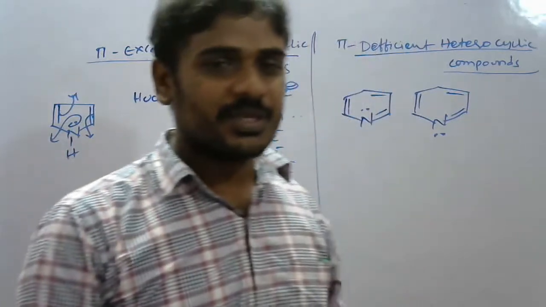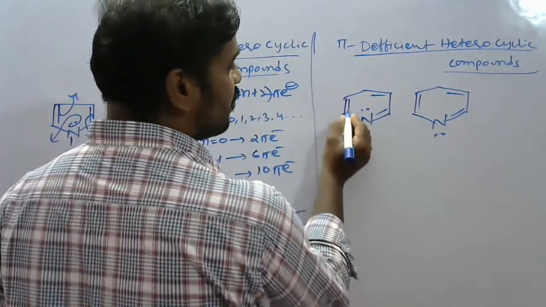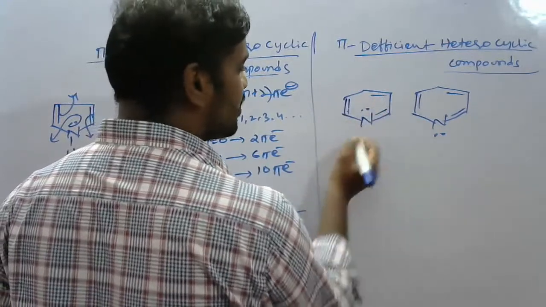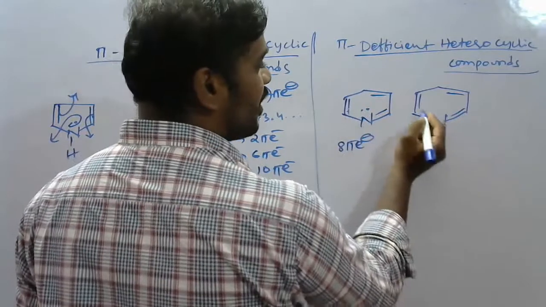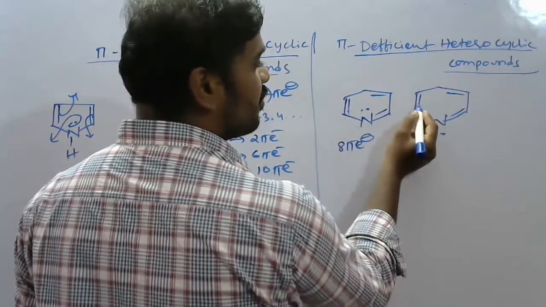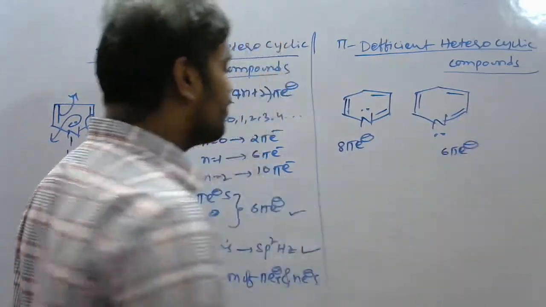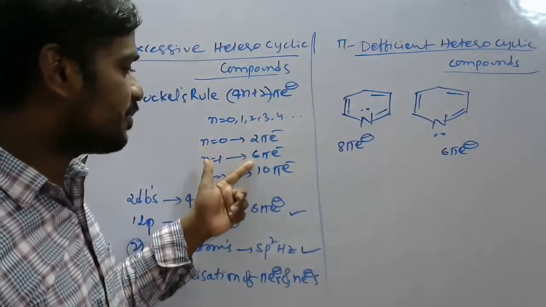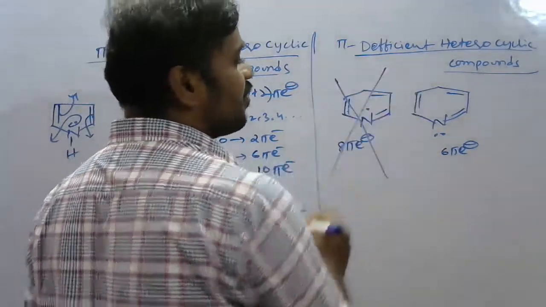So in this case, we can see individually: 2 pi, 2 pi, 2 pi. So 6 pi plus the lone pair, 8 pi electrons. Here the lone pair is outside. So 2 pi, 2 pi, 2 pi, 6 pi electrons. So how many electrons does the ring system require? 2 pi, 6 pi, 10 pi, but 8 pi is not required. Therefore this structure is ruled out.